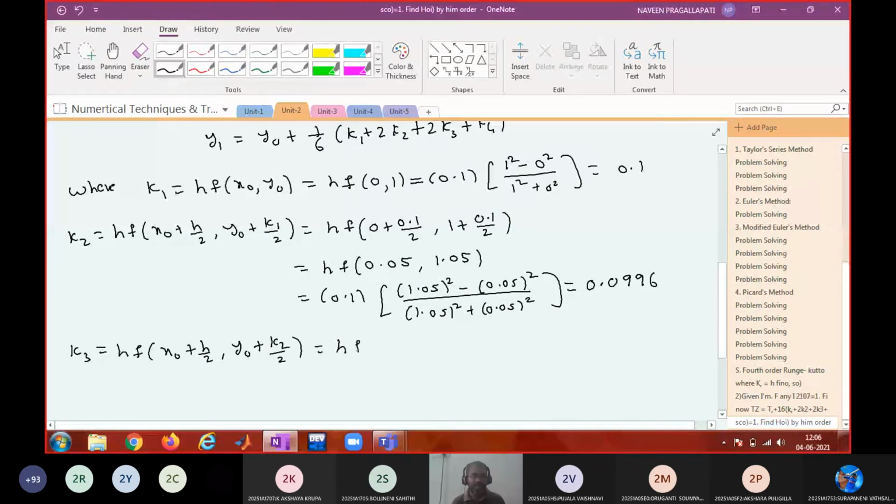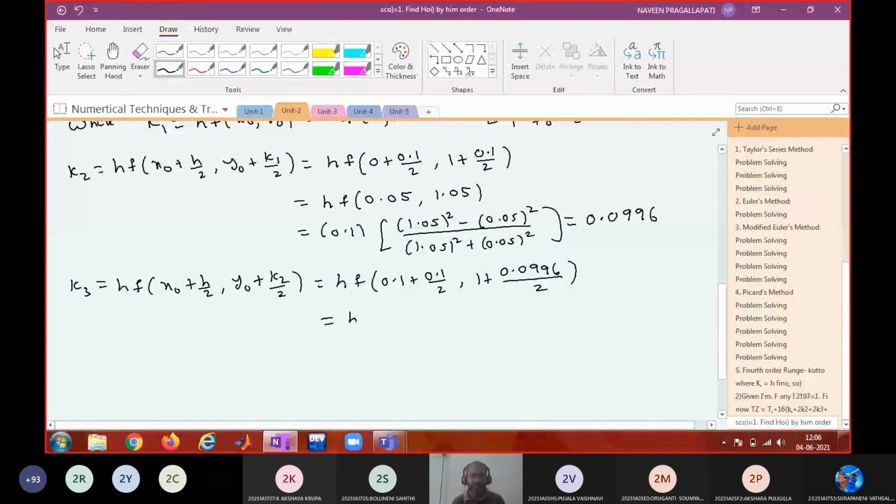So this is h into f of 0.1 plus 0.1 by 2, 1 plus k2 by 2, that is 0.0996 by 2. So this is h into f of... what is x naught? I think I wrote a mistake. X naught is 0 only, no? So this is 0.05 comma, what is y naught plus k2 by 2?